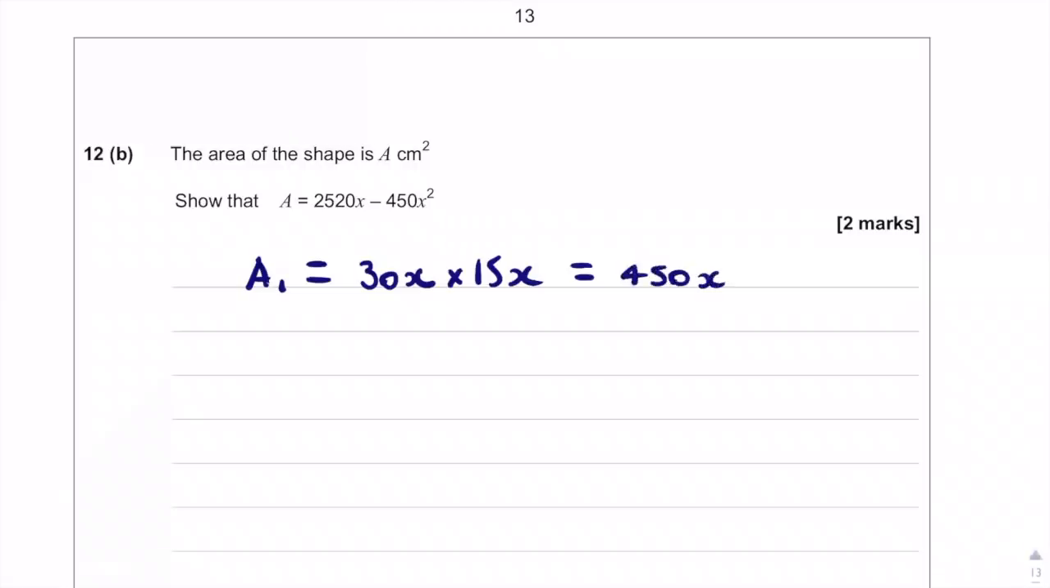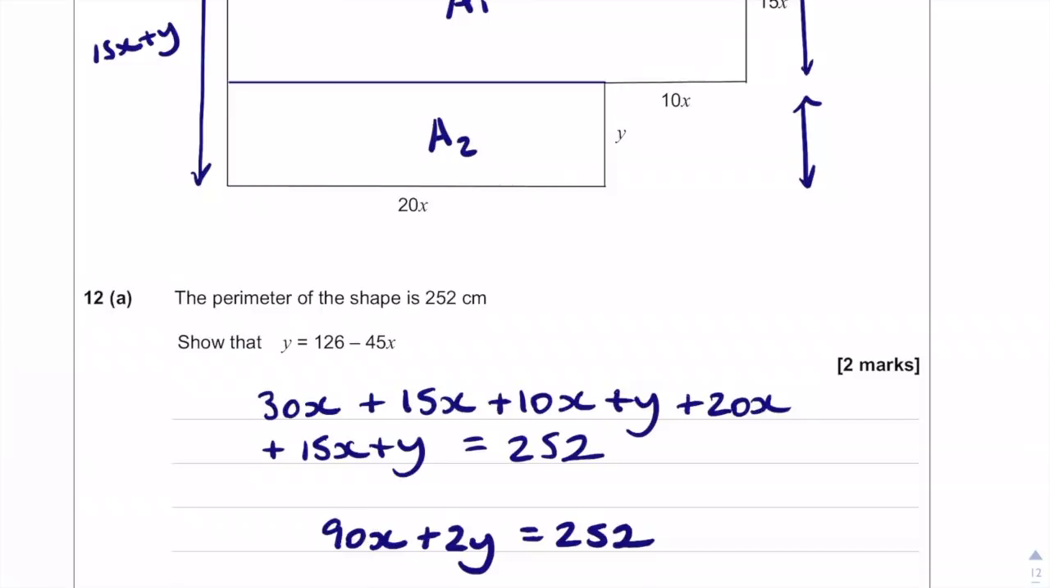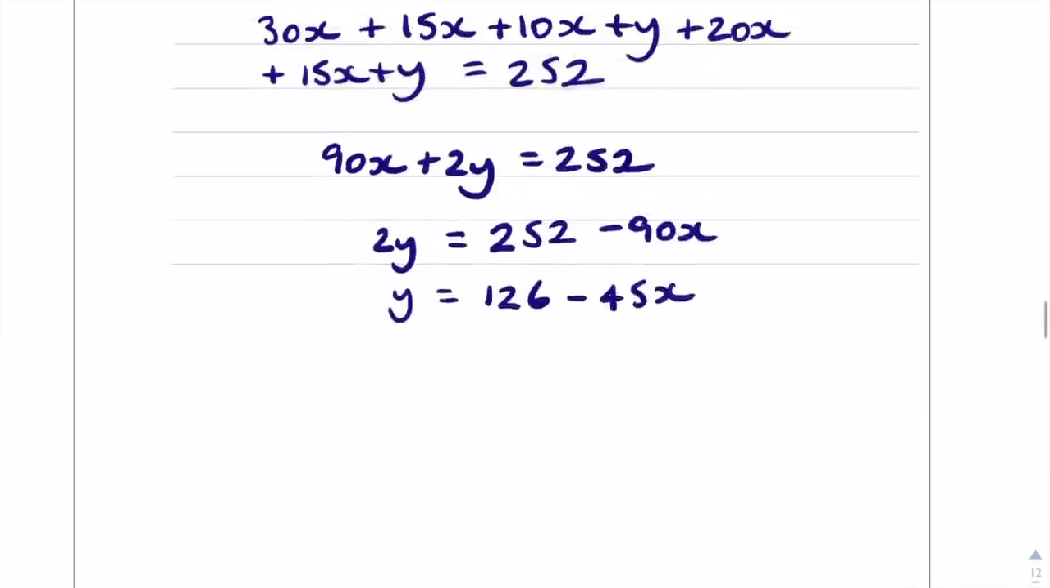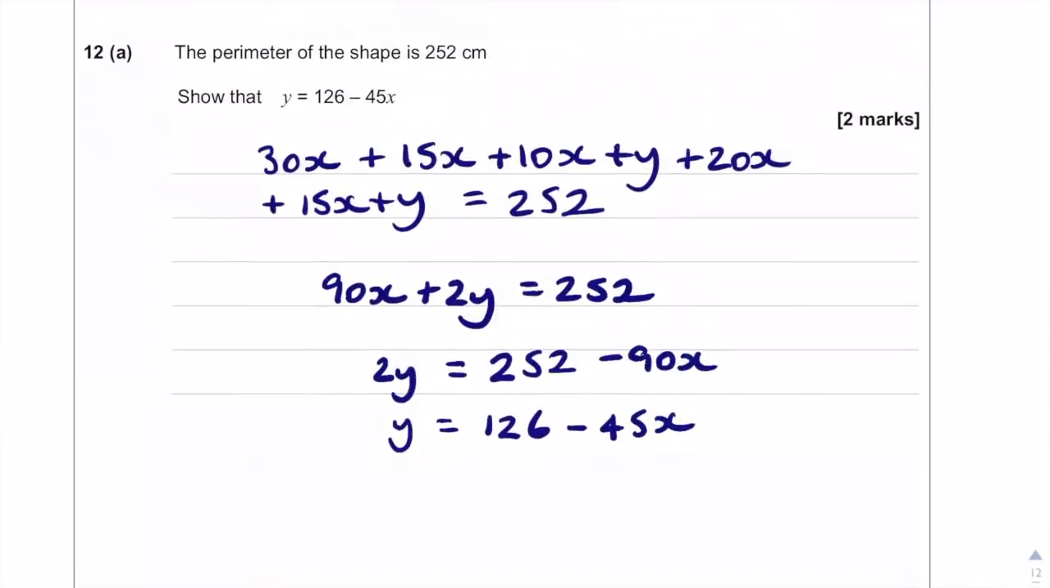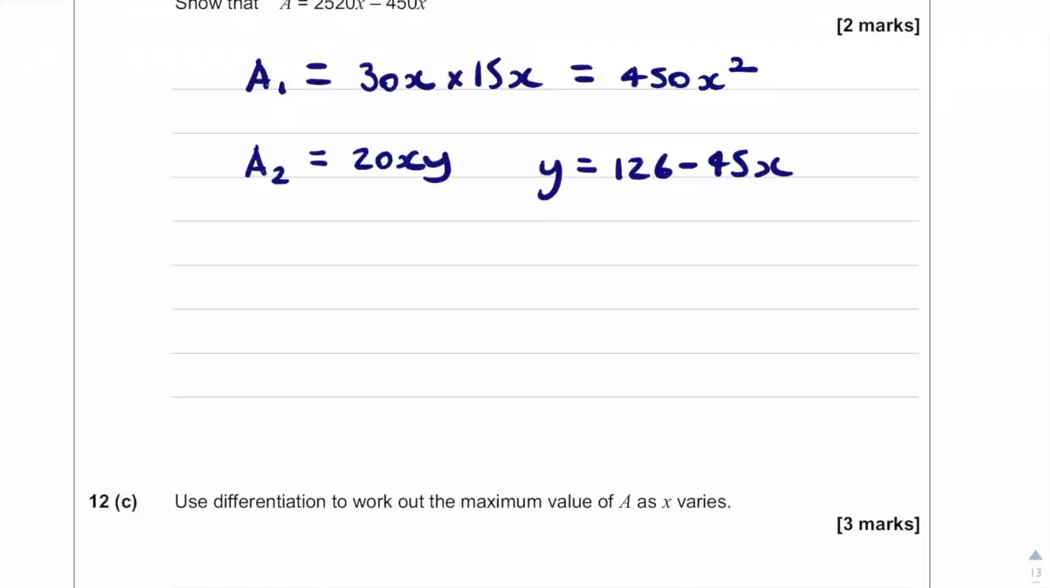450x squared. And area 2 is equal to 20x times y. So I just get 20xy. But I know in the first part of the question that y is equal to 126 minus 45x. So I can just replace y with 126 minus 45x. So I get 20x multiplied by 126 minus 45x.